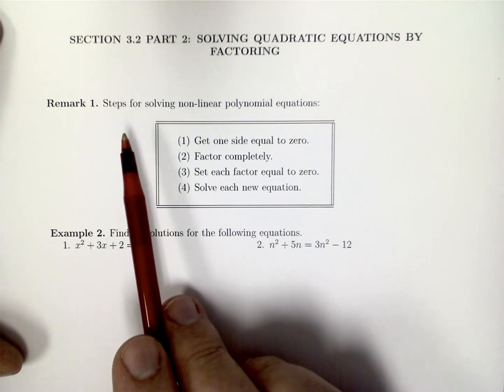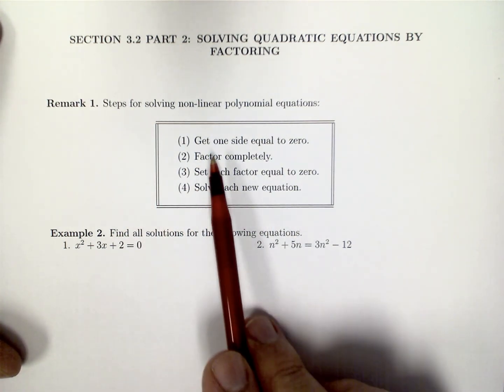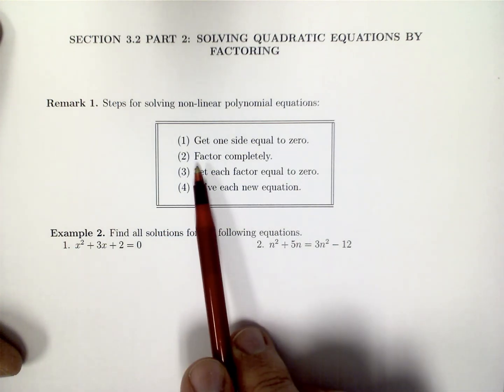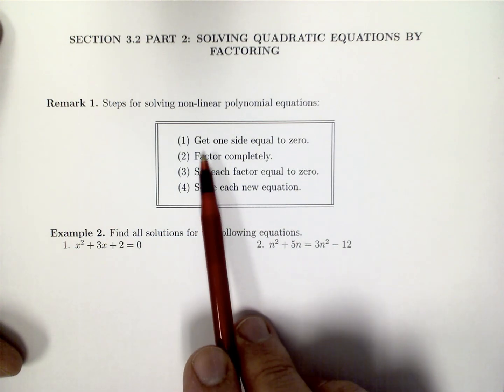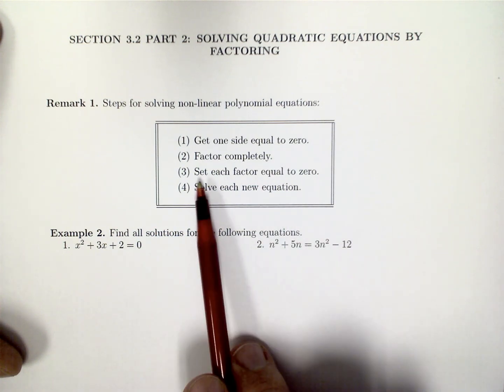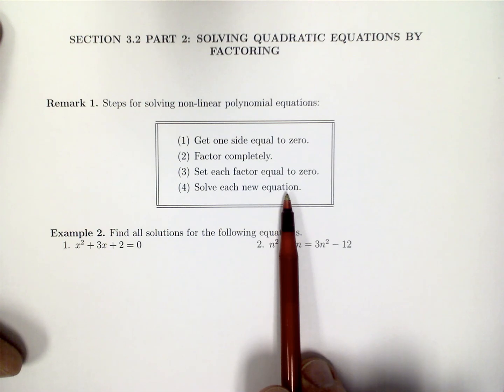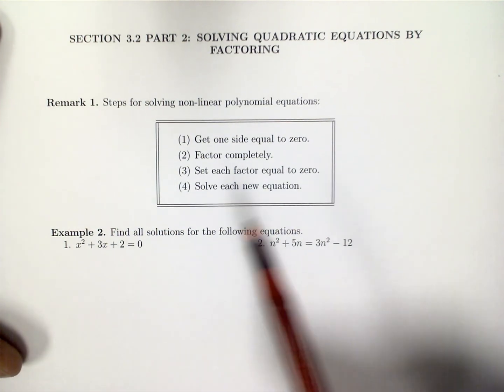So how do we do this? Well, we have some steps. We start by getting one side equal to zero. That's the first thing. Then factor completely, so that once you have one side equal to zero and factor completely, you can set each of those factors equal to zero, and then solve each of those new, nicer equations.